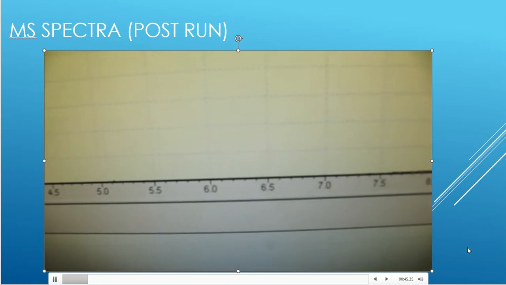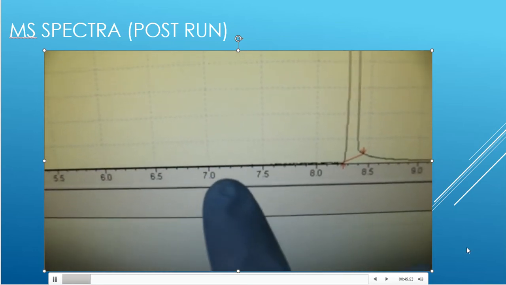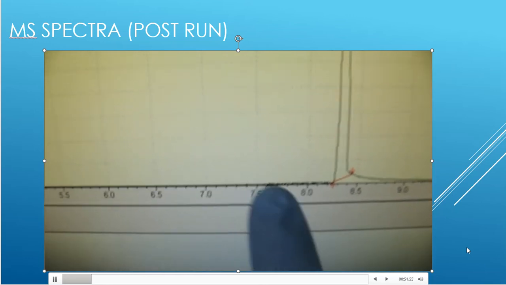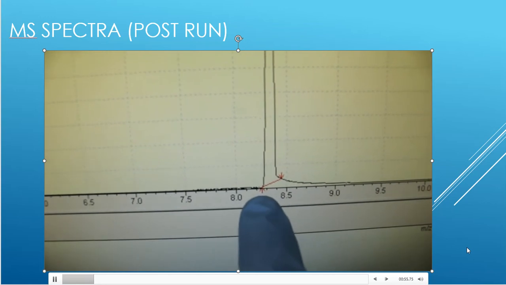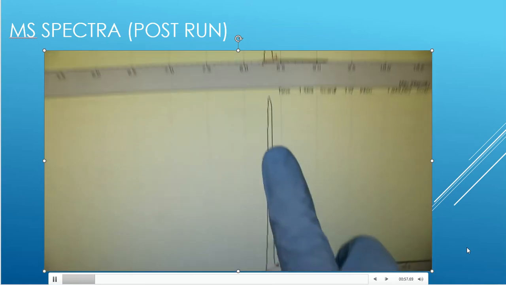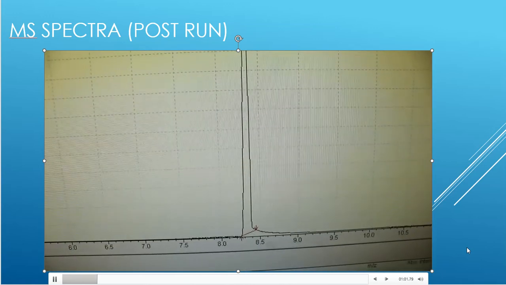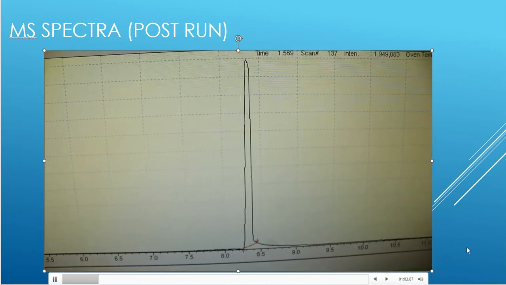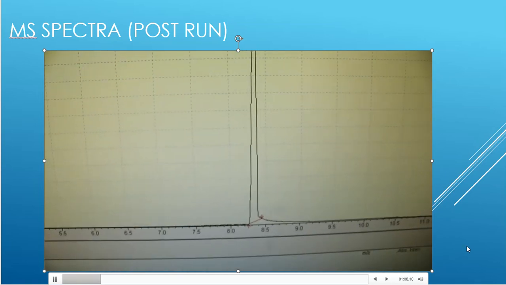And then as I go through, these are in terms of minutes. At 7 minutes, it still sees nothing. 7.5 minutes, it doesn't see anything. 8 minutes, it doesn't see anything. And then right before 8.5 minutes, whoop, and then all the way back down. That is a sign that the mass spectrometer has seen something. So something has come into the ionization chamber at this point.